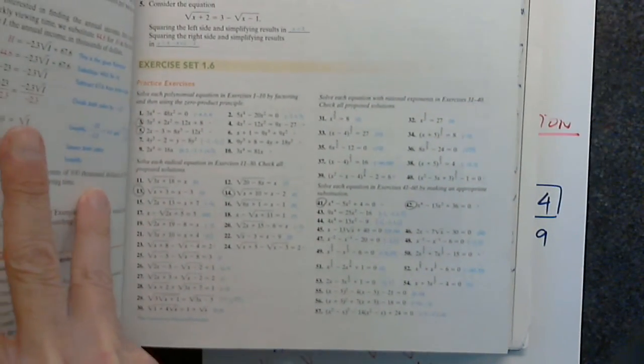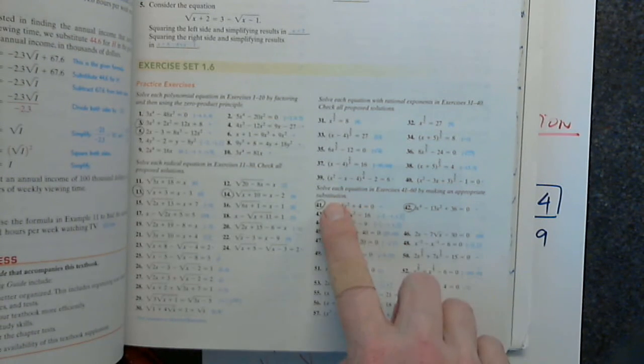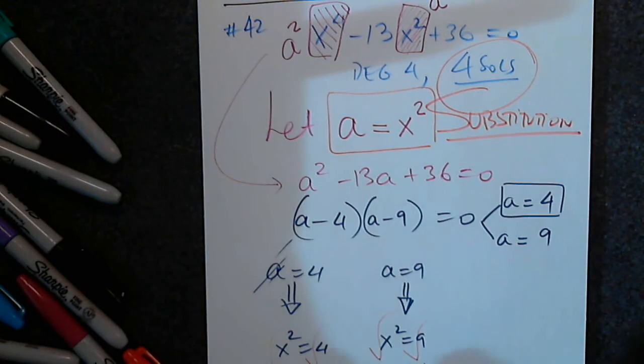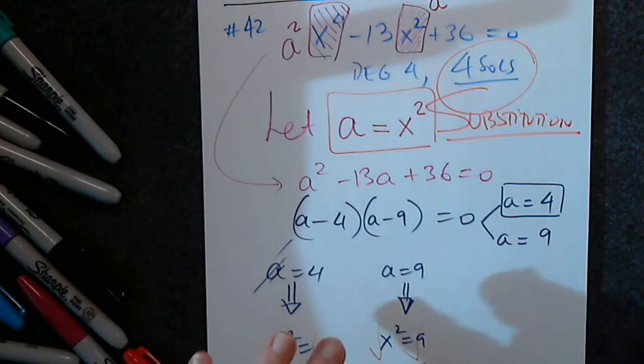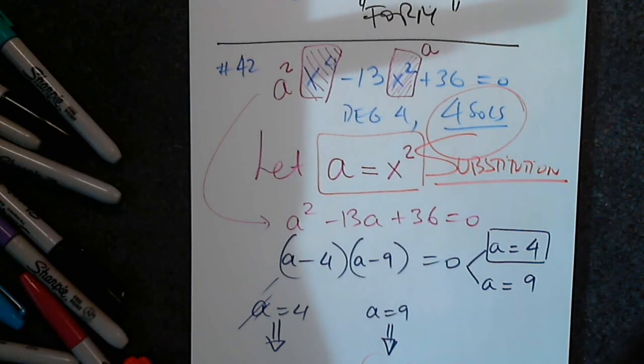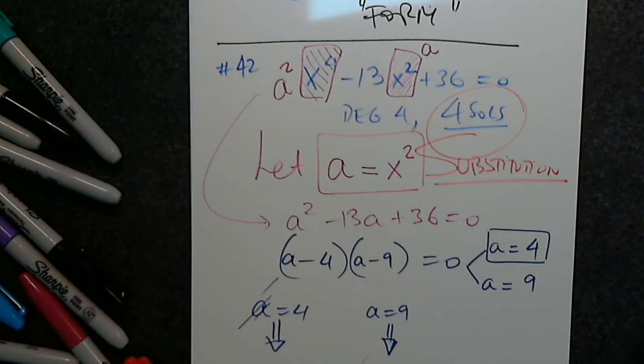Solve each equation in exercises 41 through 60 by making an appropriate substitution. Okay, so that will be your question normally. Could it come from a word problem? It could, but when you see something like this, it's an excellent question. Let me put my tent up again. Okay, so it's a perfect question.